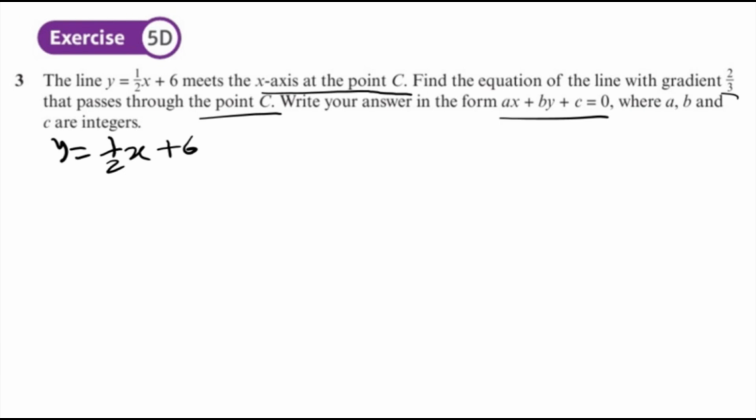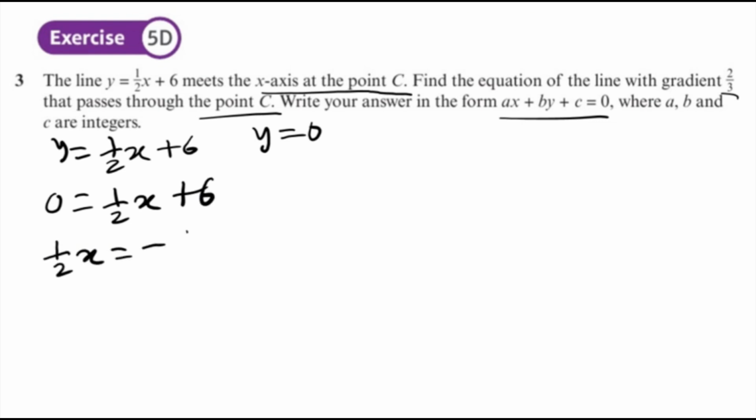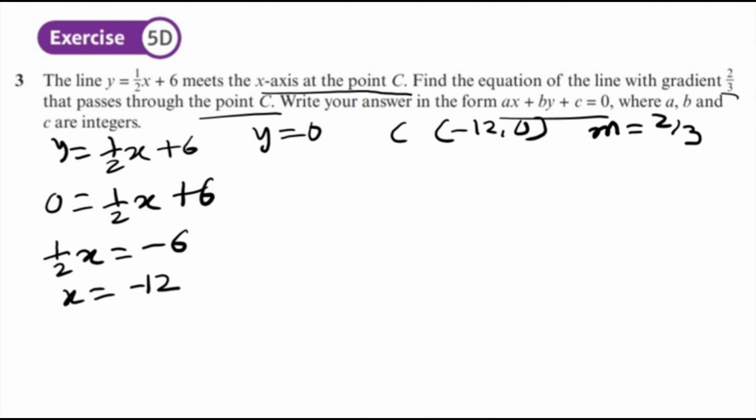Now we know when the line meets the x-axis, that means our y coordinate is 0. So in this equation I substitute 0 is equal to half x plus 6. So half x is equal to minus 6. So x is equal to minus 12. So the coordinate of point C is minus 12 and 0. So first we have to find the coordinate. The gradient is already given, which is 2/3.